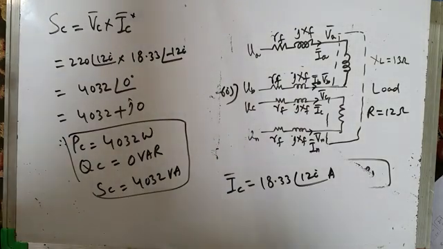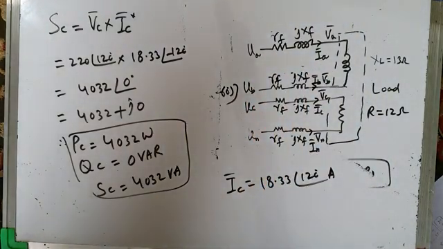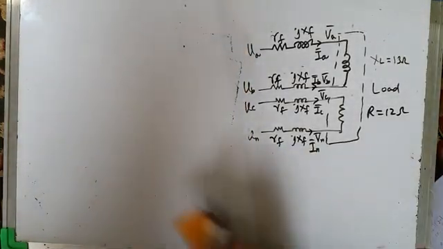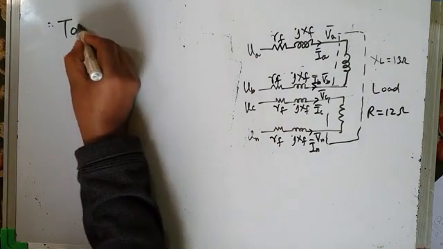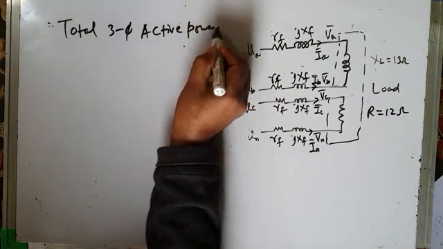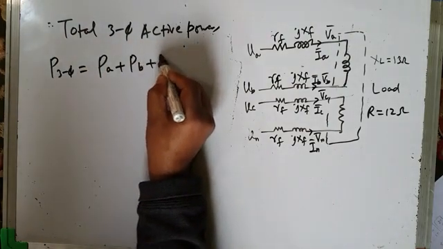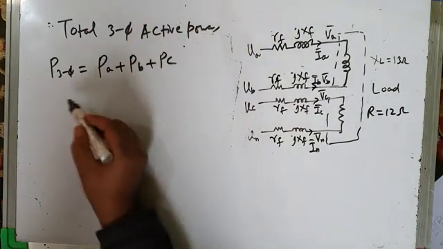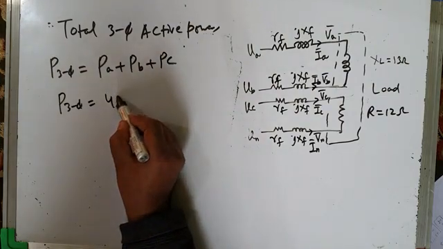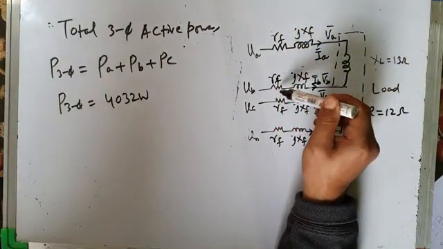So therefore we have calculated all the three phases. In all the three phases we have found active powers, reactive powers as well as apparent powers, individual active and reactive powers in individual phases separately. So what is total active power, total three-phase active power? Let us call that P three-phase. That is equal to PA plus PB plus PC, and P three-phase will come out to be 4032 watts, because phase A carries some active power, phase B also carries some active power.